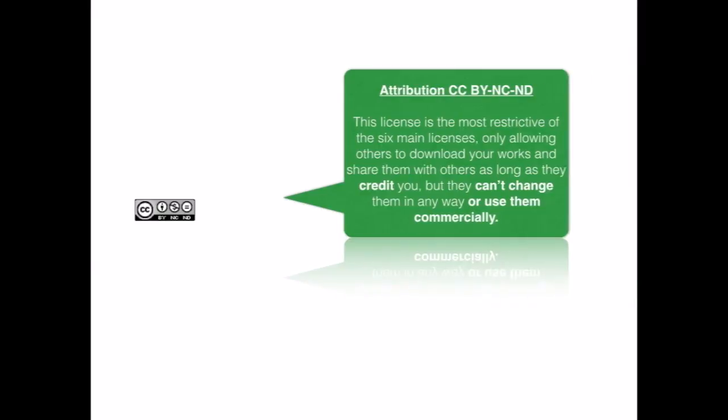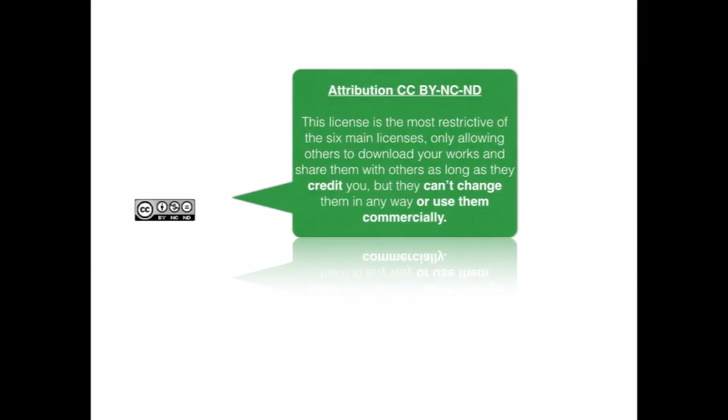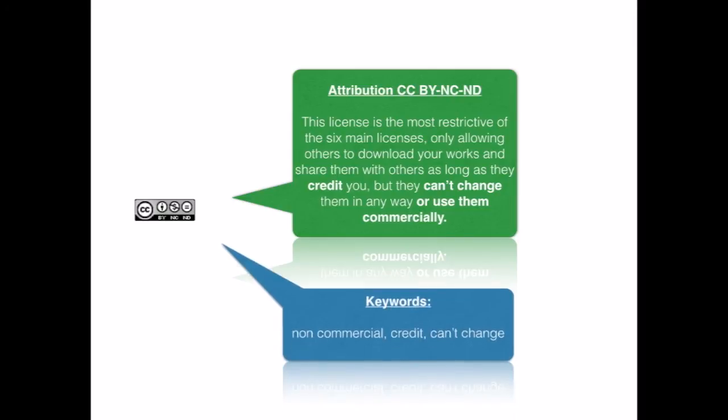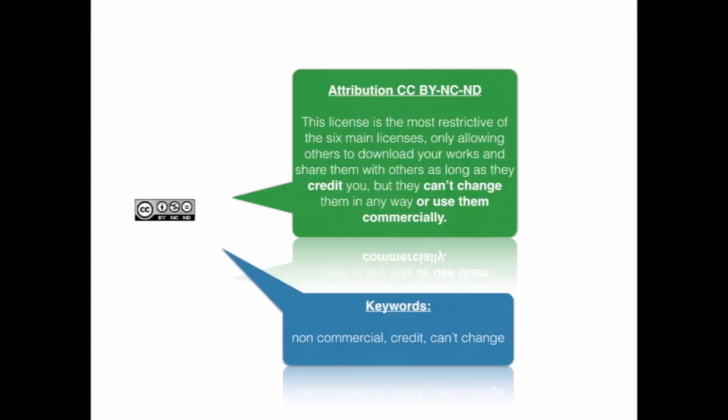And finally, we move on to the last kind of license, and this is the most restrictive of all. This is the Creative Commons license, attribution, non-commercial, no derivatives. What does this mean? You can use or download this work as long as you give proper attribution, you don't use it commercially, or change anything from it. Keywords to remember: non-commercial, credit, can't change.